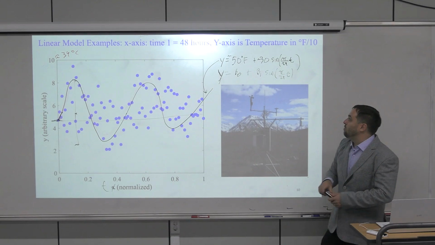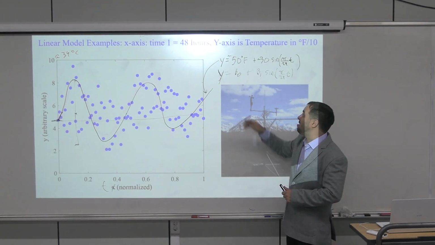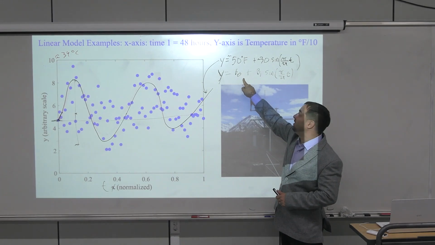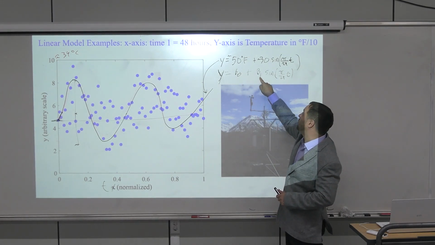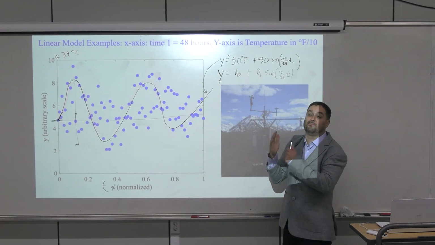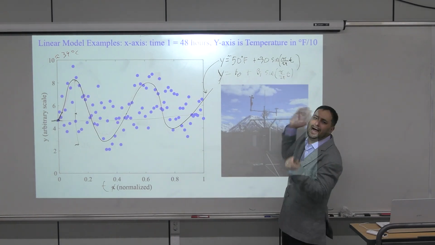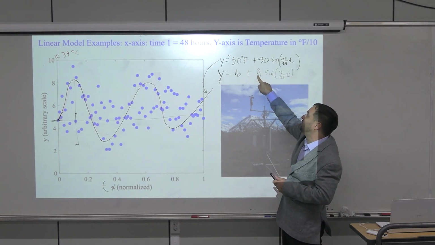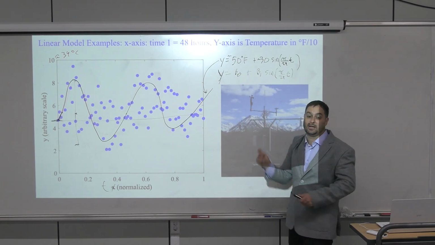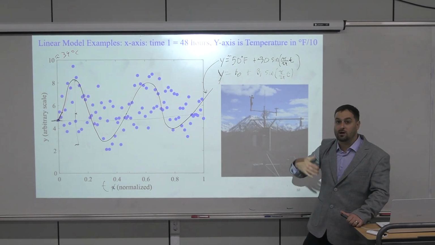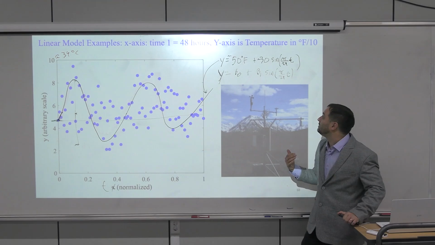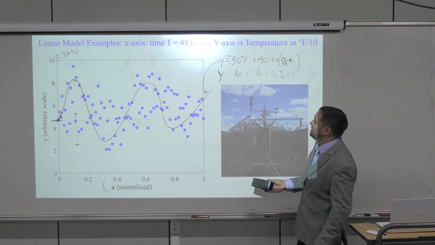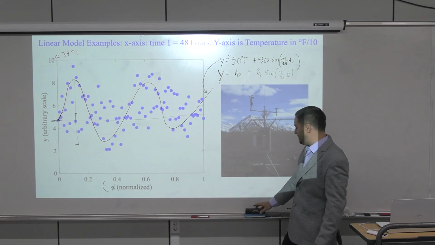And so we call this a linear model because it's a linear combination of the coefficients. Beta naught plus beta 1, and beta 1 is times some function of x, or some function of time in this case. It happens to be a nonlinear function of time, but it's a linear combination of the coefficients. That's why we call it a linear model.